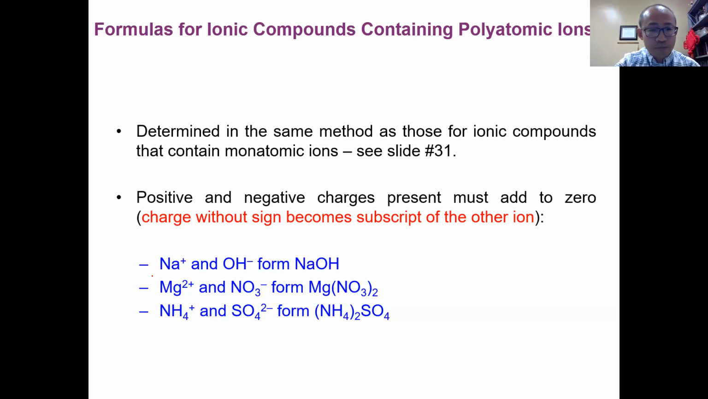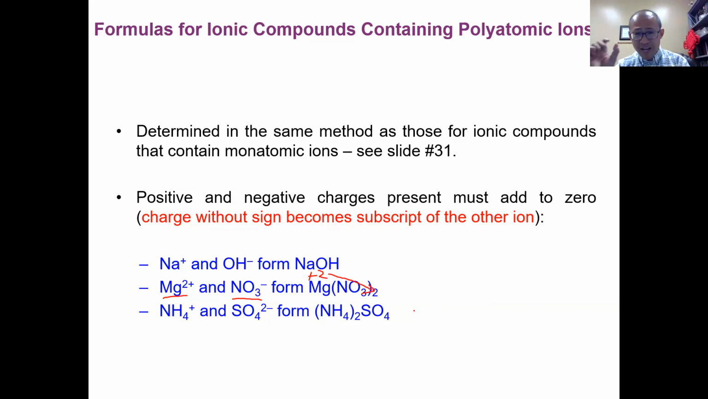For example, sodium and hydroxide. Sodium is plus, hydroxide is minus. So the charge of sodium becomes the subscript of hydroxide. The charge of hydroxide becomes the subscript of sodium. So the formula is NaOH. Next one, magnesium and nitrate. Magnesium is +2. Nitrate is 1 minus. So the charge of magnesium, which is 2, becomes the subscript of nitrate.